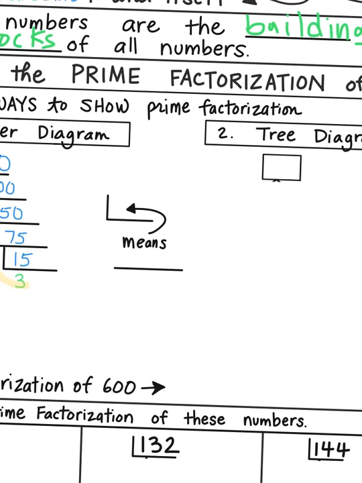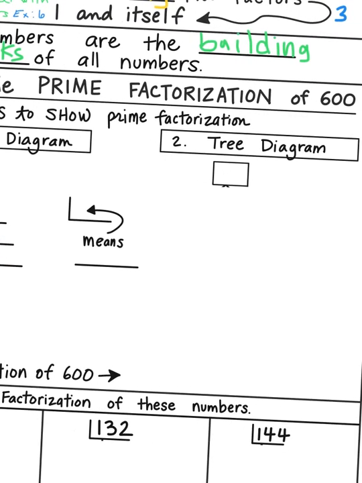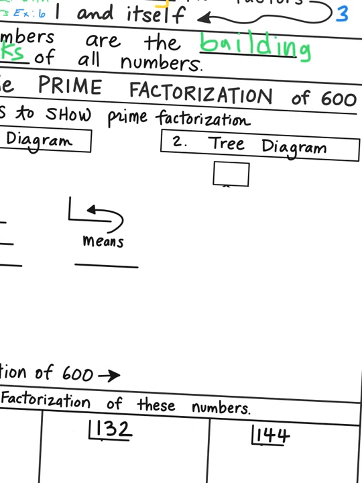So what I'm going to do here though is show you a different strategy. A different strategy that we could use is we're still going to start with that 600 on top. We're going to use a tree diagram. The tree diagram was the one that I was most familiar with when I was in school, and I know a lot of students like it because there's a little bit of flexibility with it because you don't have to always divide by a prime. You really are just finding two numbers that multiply together to give the number that's above it.